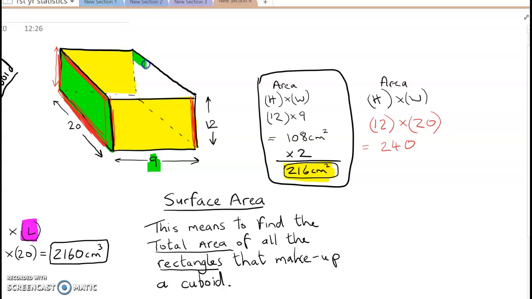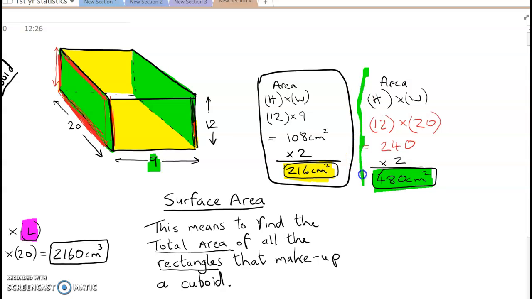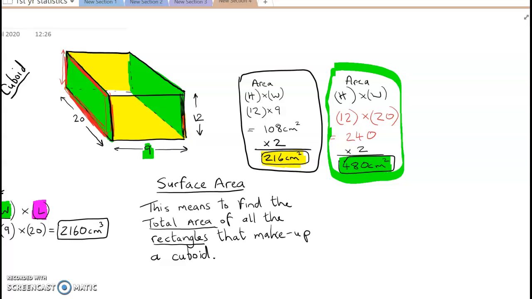But is there another rectangle in that shape that's the same? Yes, there is. It's in here, look. In there, the far side of it, over here. That far side of the cuboid is the same as that one. So we need to multiply that by 2. And you get 480 centimeters squared. Okay, so now we have the area of the 2 green rectangles. We already found the 2 yellows, now we got the 2 greens. Are there any more? Yeah, there's one more type of rectangle in there.